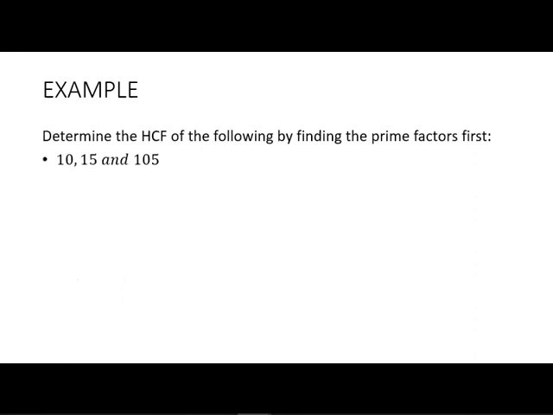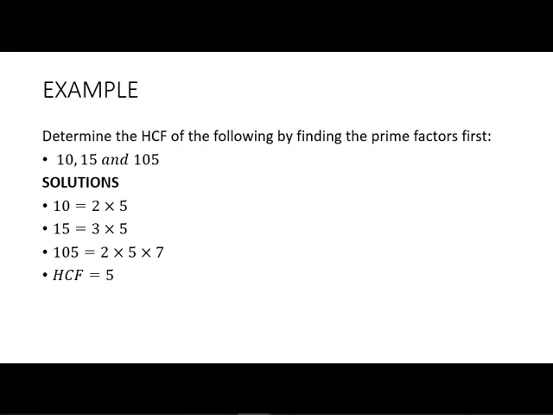Prime factorize 10, it'll be 2 times 5. Prime factorize 15, it'll be 3 times 5. 105 will be 3 times 5 times 7. 5 is the only common base. Only the lowest exponent of 5 will be part of your HCF, which is 5 to the exponent of 1. Therefore, 5 is just your HCF.